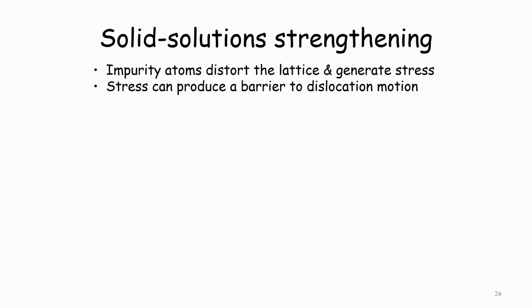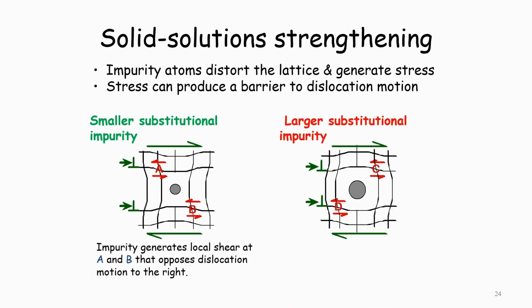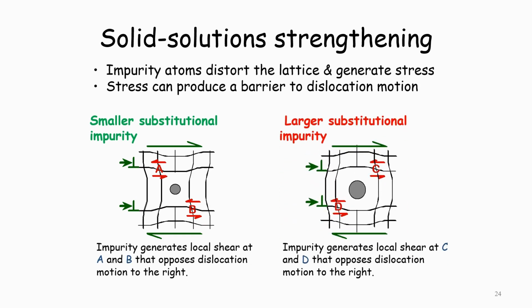So there are two types of solid solution. We have interstitial and also substitutional. And both types result in a solid solution that is stronger or has a higher yield stress than the pure element. And as a result, dislocations cannot move due to the substitutional impurity within the lattice.